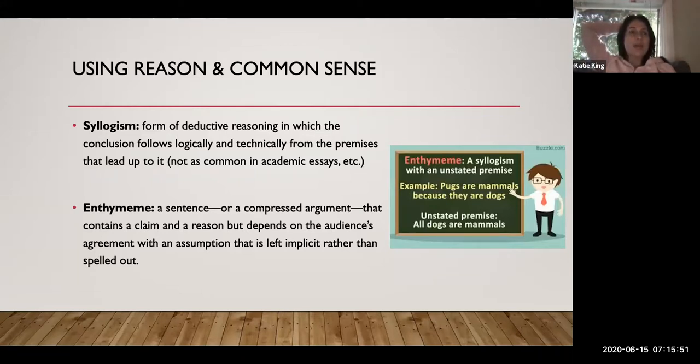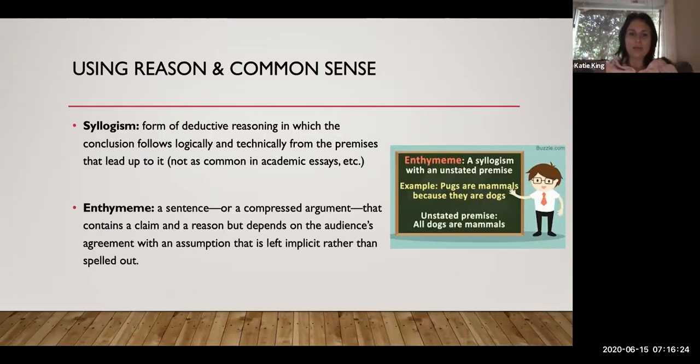When we start to create our own logical arguments, now we're going into artistic proofs. We utilize these concepts. One is known as syllogism, the other one is known as enthymeme. Okay, so a syllogism, it's kind of like algebra. Like if you've ever taken an algebra class, I love and hate algebra.